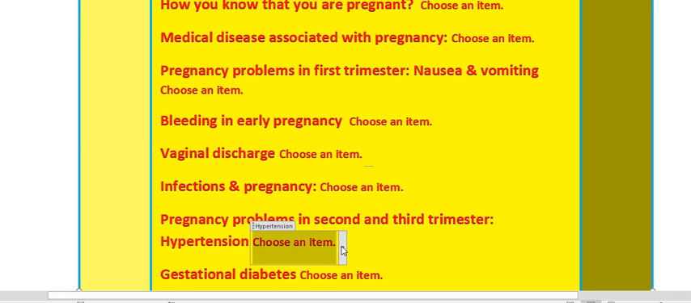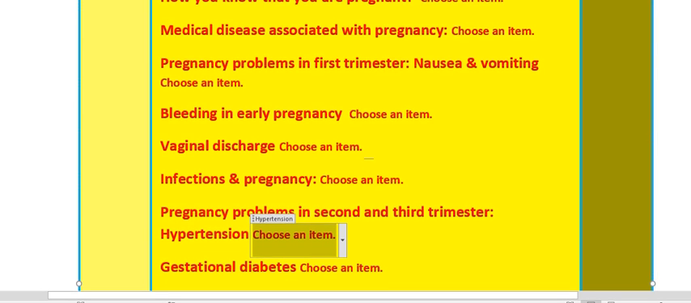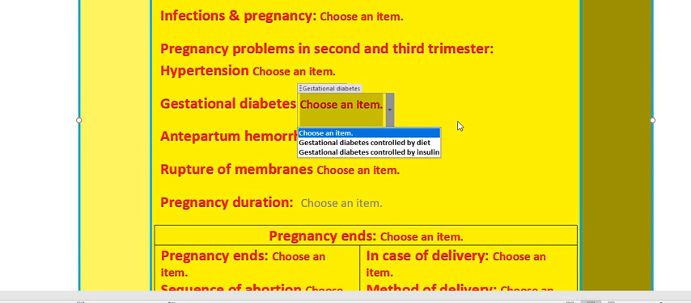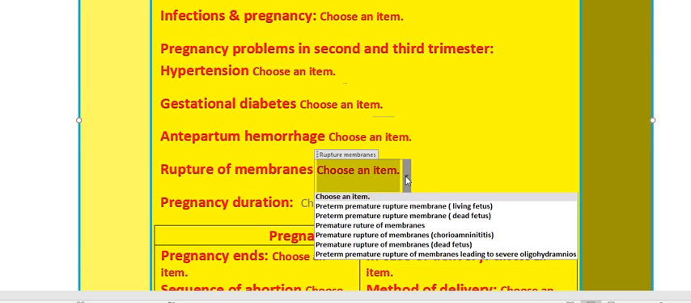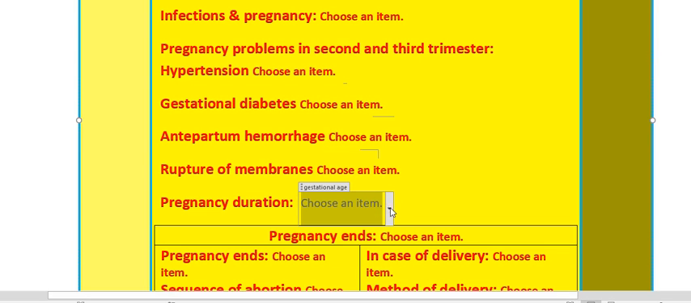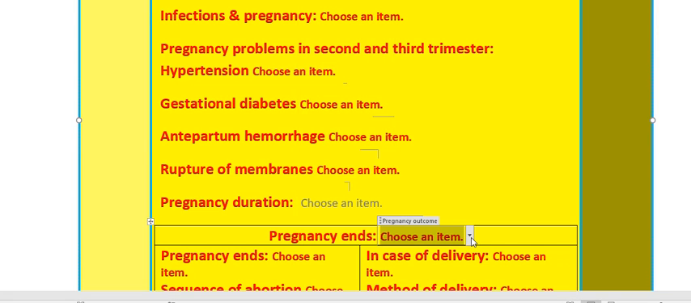She has hypertension or preeclampsia or eclampsia. She has developed gestational diabetes. She has bleeding after 24 weeks. She has preterm rupture of membrane or premature rupture of membrane. And what is the end of the pregnancy, at what gestational age? And so the pregnancy ends in abortion or delivery.